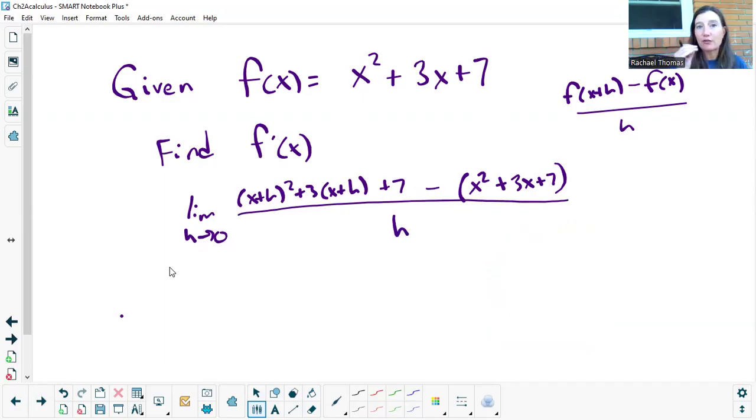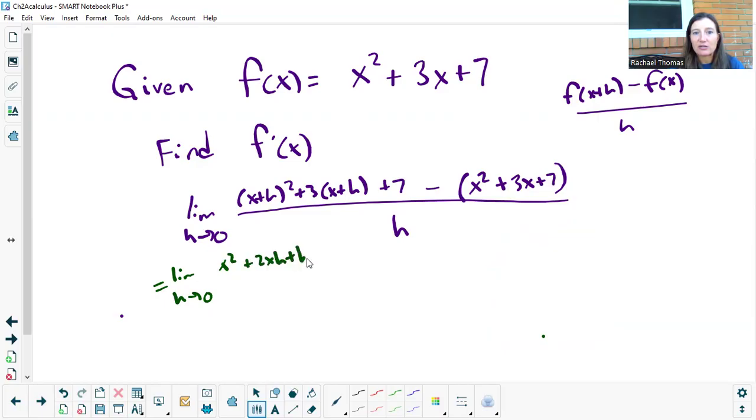To get a formula for f prime, I'm not done until I have a formula that has only x as the variable and there are no more h's in there. You can verify for me that if I try to plug in h equals 0 right now, I'm going to get 0 over 0, and that is a telltale sign that we have to do more work. And so from here on out, I'm just computing the limit. This is all going to be algebra.